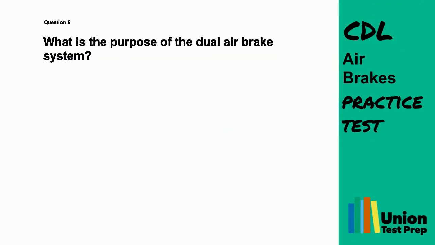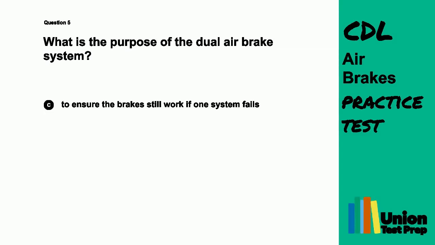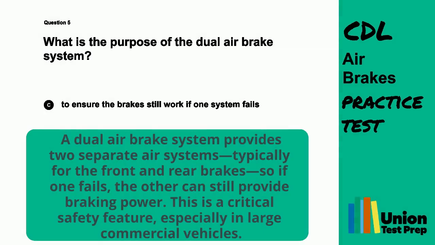The correct answer is C. To ensure the brakes still work if one system fails. A dual air brake system provides two separate air systems, typically for the front and rear brakes, so if one fails, the other can still provide braking power. This is a critical safety feature, especially in large commercial vehicles.